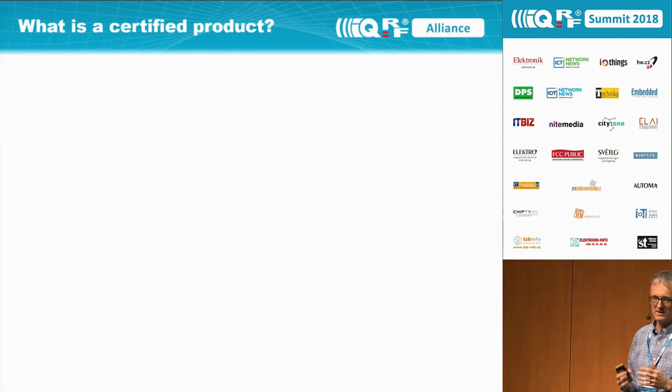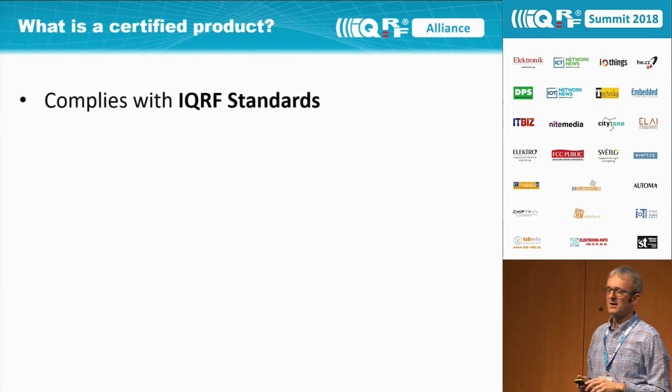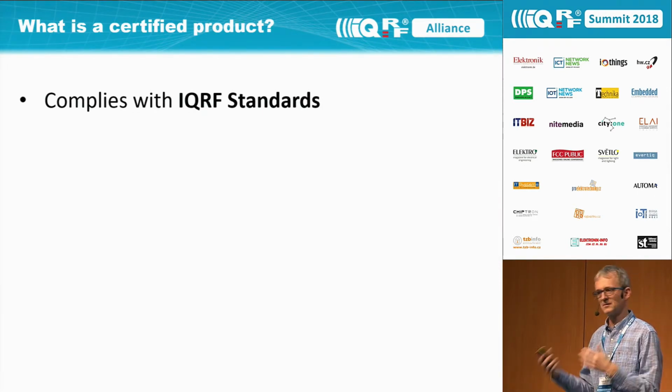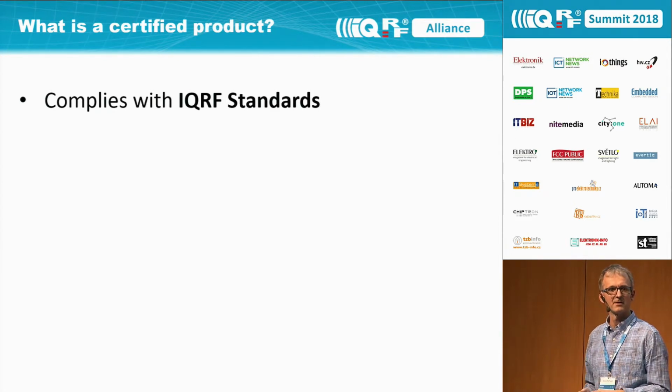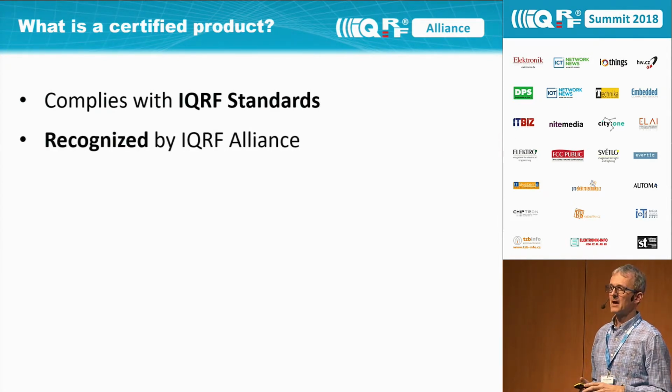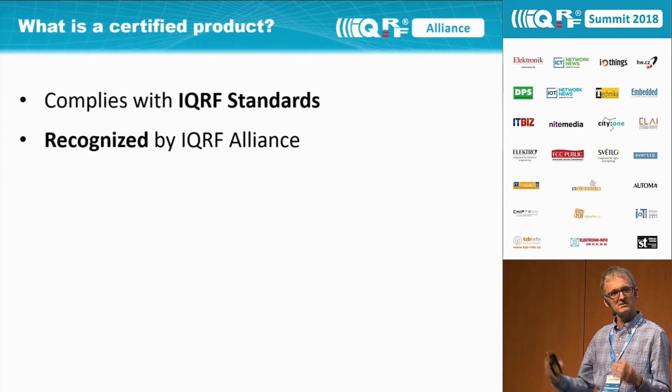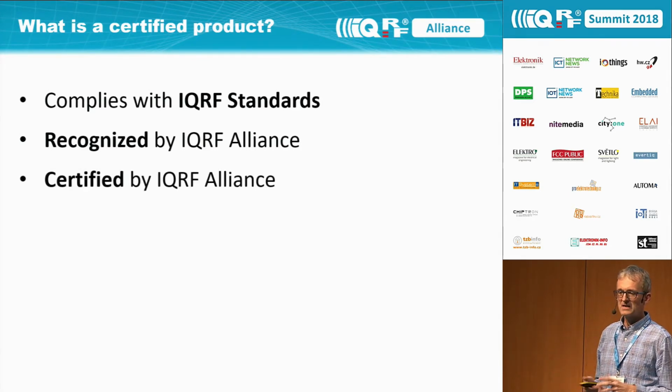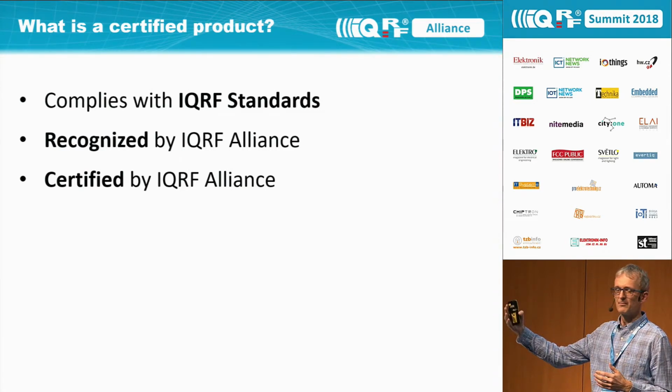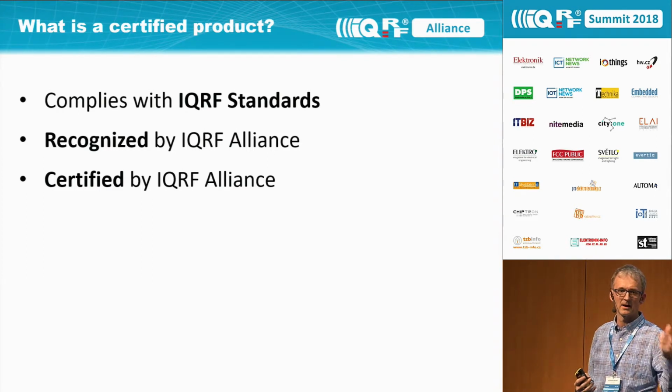So, a few words on what a certified product is. It's a product that fully complies with IQRF standards. So it behaves today like these standard sensors, standard binary output, or standard write. It is recognized by the IQRF Alliance, meaning that the manufacturer is in the repository, in the database. We have a business connection with it. And last but not least, of course, it's certified, meaning that we proved that the device is behaving according to the standard. So since then, such a device is listed in the repository, and everything is working like a click.